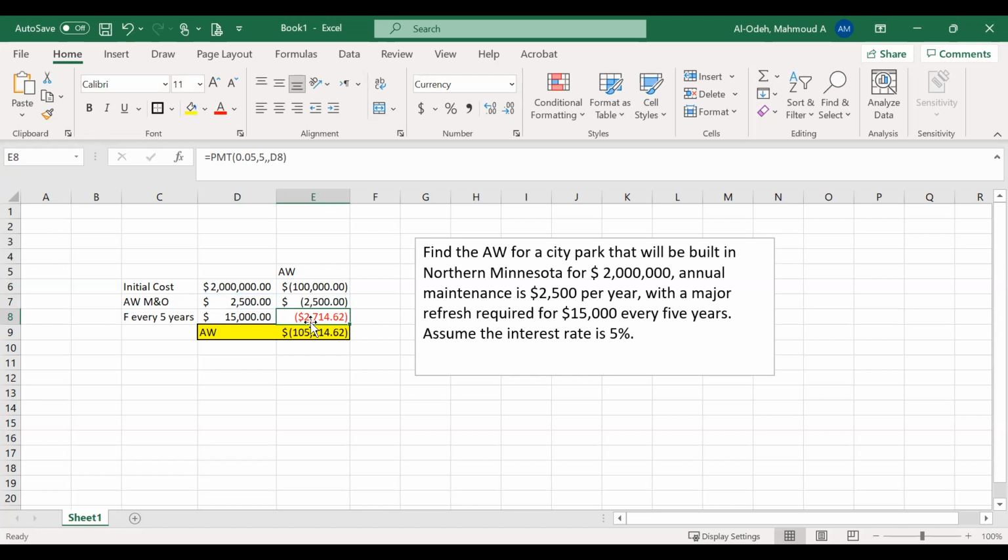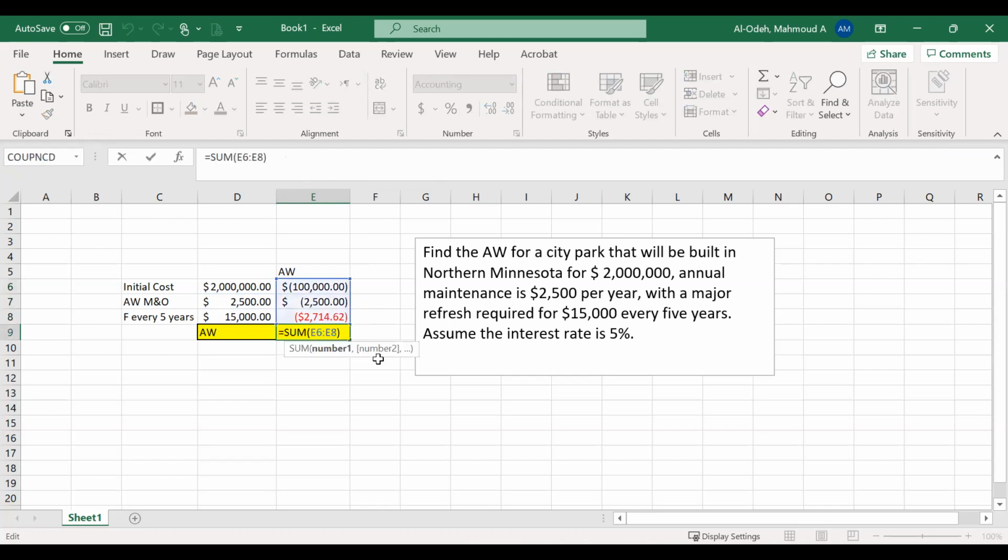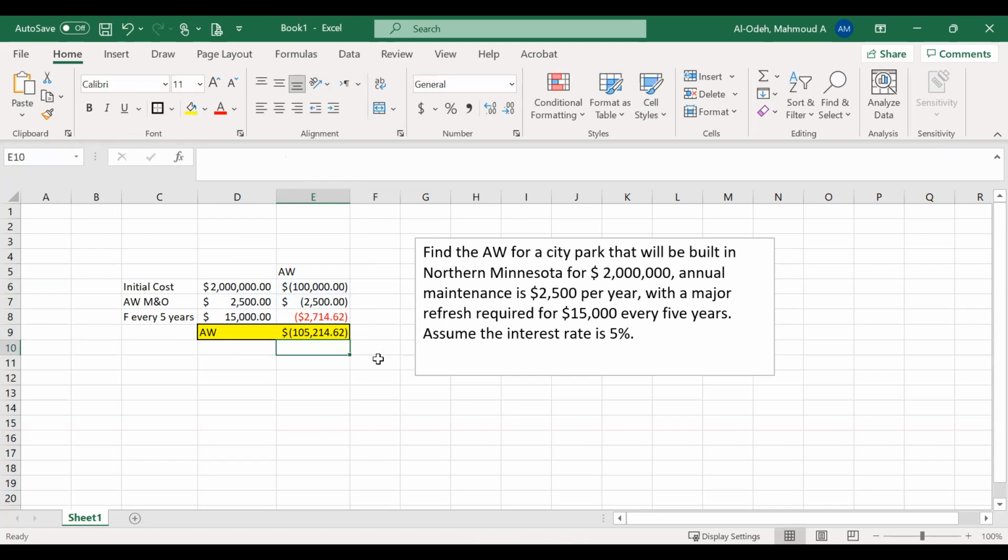And future value, future cost every 5 years. We use the PMT function for 5%, 5 years. And now what you need to do is add these together to find the annual worth for this project to be 105,214.